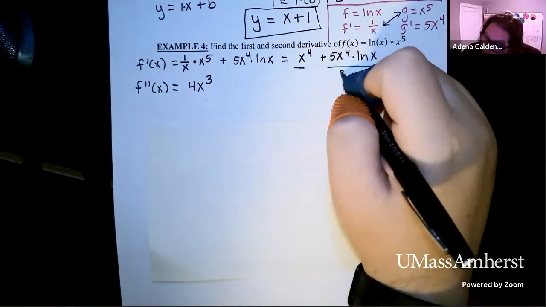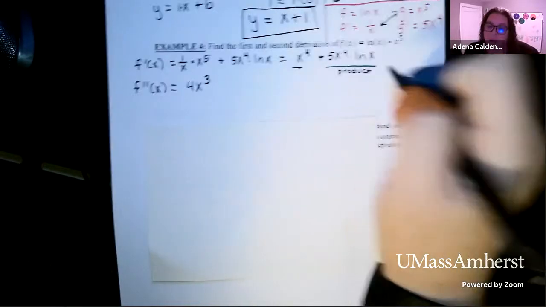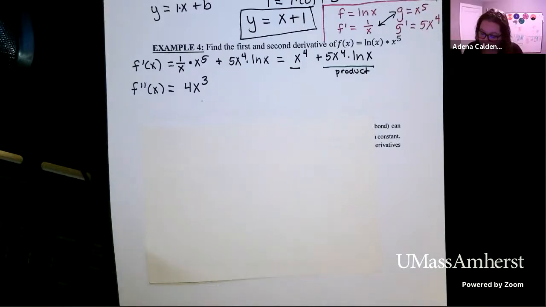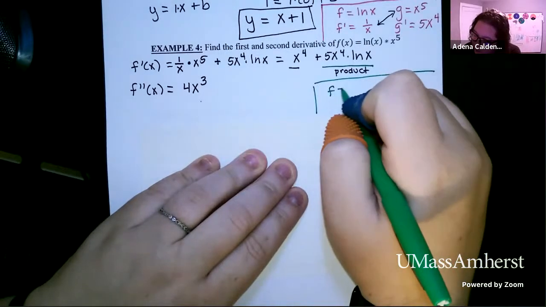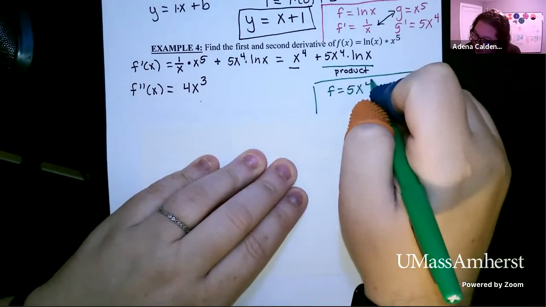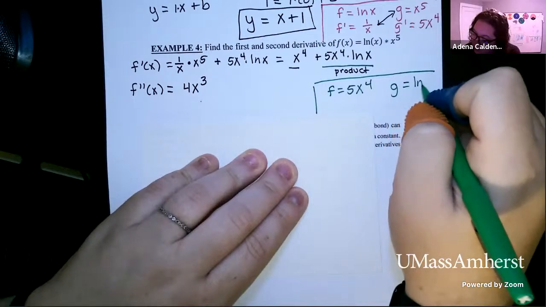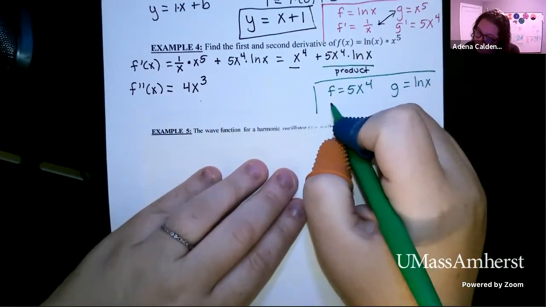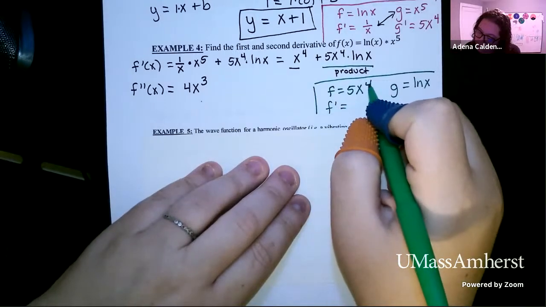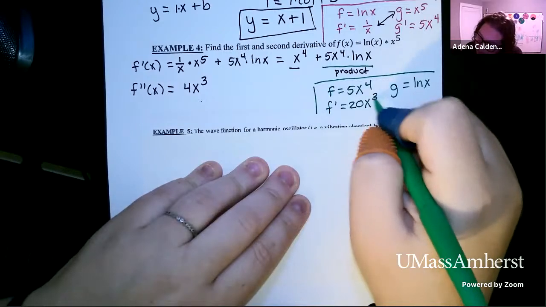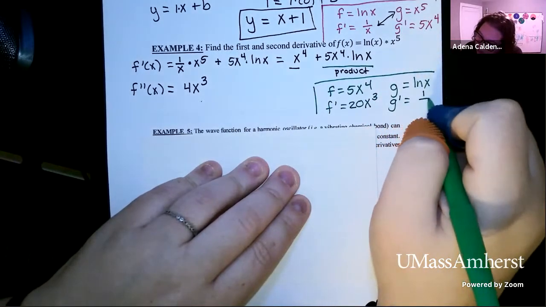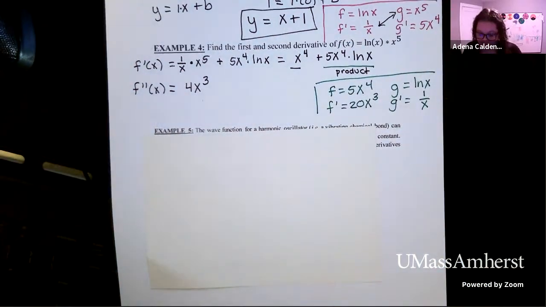So in order to get the derivative here, I have to do another product rule, right? Because I have 2 things multiplied together. So again, I'm going to do that on the side. So I'll do that right over here. So my first function is my f, so 5x to the fourth. My second function is g, which is ln x. I take each of their respective derivatives. So here the 4 comes down to multiply the 5, and I get 20x cubed. And the derivative of ln x is 1 over x.